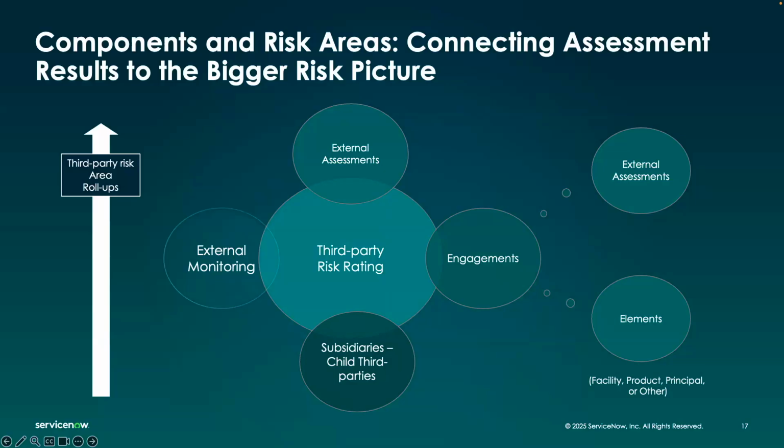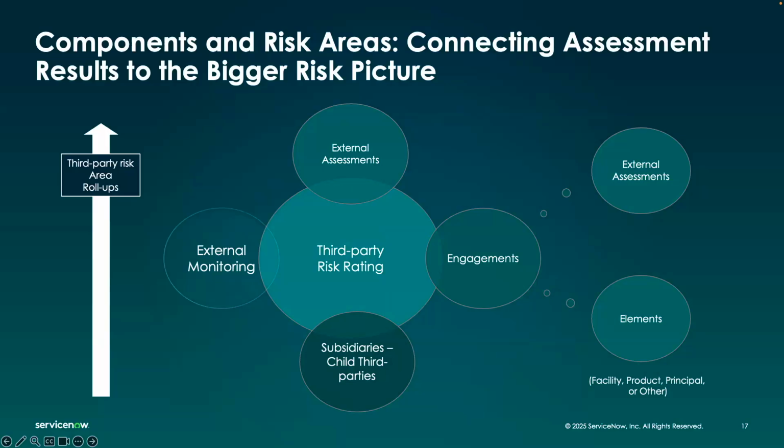Components represent the who or what you're assessing. This could be external assessments, subsidiaries, engagements, and external risk intelligence. External assessments. These are the third party risk assessments initiated to evaluate the third party itself, meaning your vendor or partner organization as a whole. Subsidiaries. These are specific business units or subsidiaries of the third party that may be involved depending on the nature of your relationship.